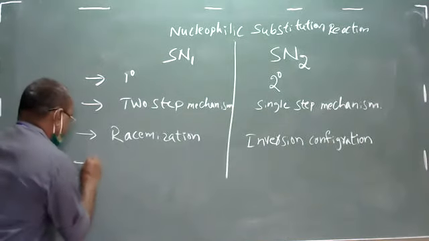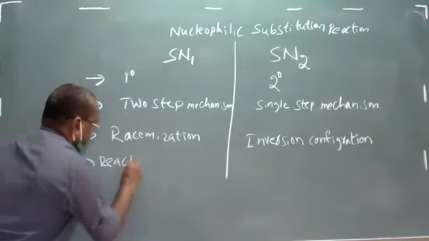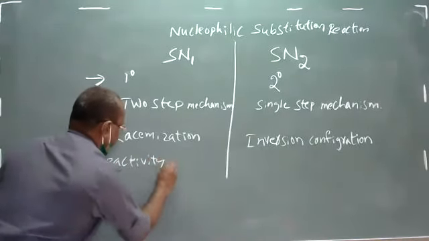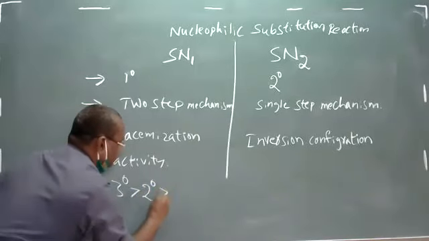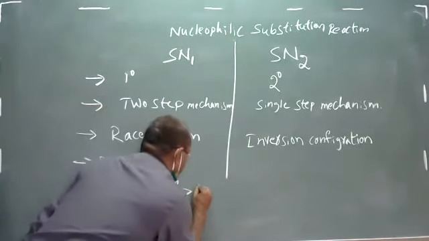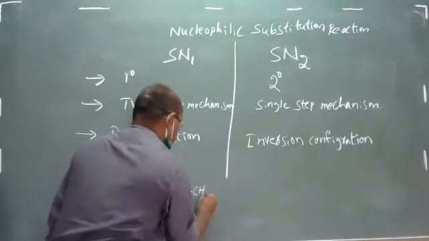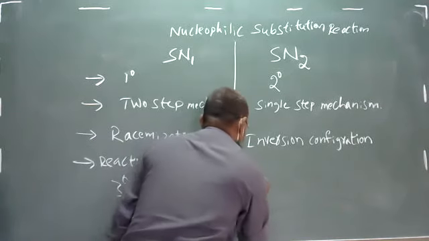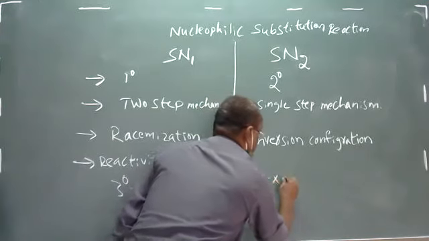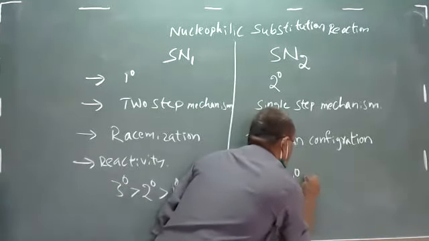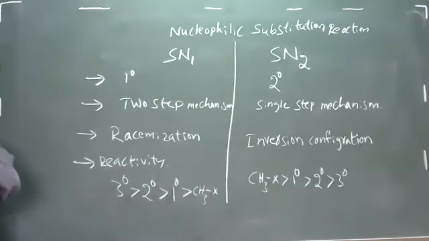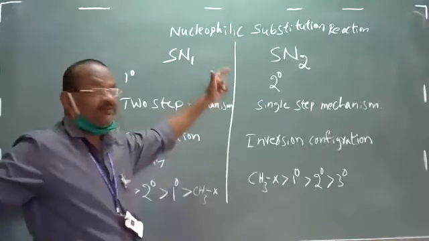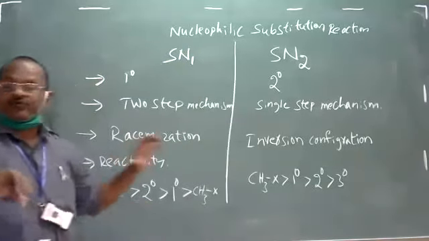And the last point is the reactivity you have to mention. Reactivity in case of SN1, tertiary is going to react faster than secondary. Secondary is going to react faster than primary. Primary is going to react faster than methyl. Whereas in this case, methyl reacts faster than primary. Primary reacts faster than secondary. Secondary reacts faster than tertiary. Clear? This is the main difference between both of them for 2 marks.